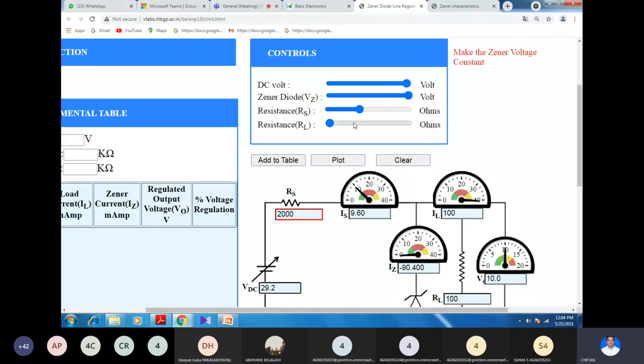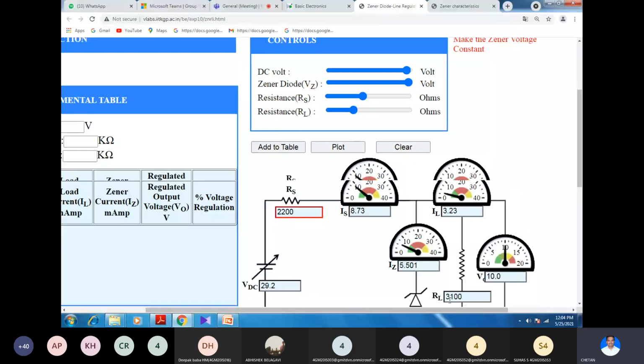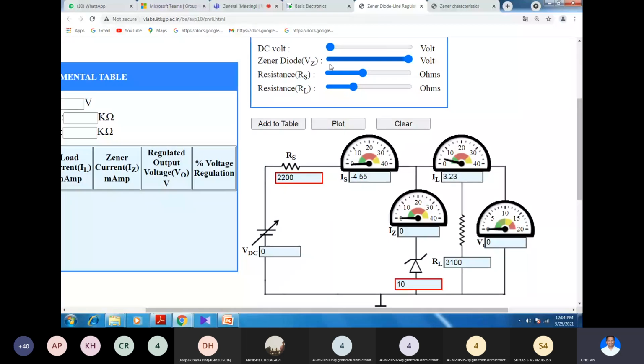So I will maintain a constant value for RL. RS I will keep around 2000, that is 2 kilo ohm. And RL is already around 3100, around 3 kilo ohm. Now what I will do is vary this input voltage, right? Initially I will make this 0, and I will take one reading. So this is added to the table.